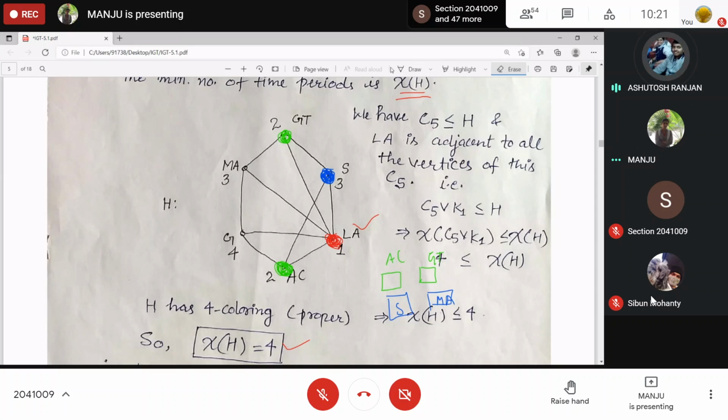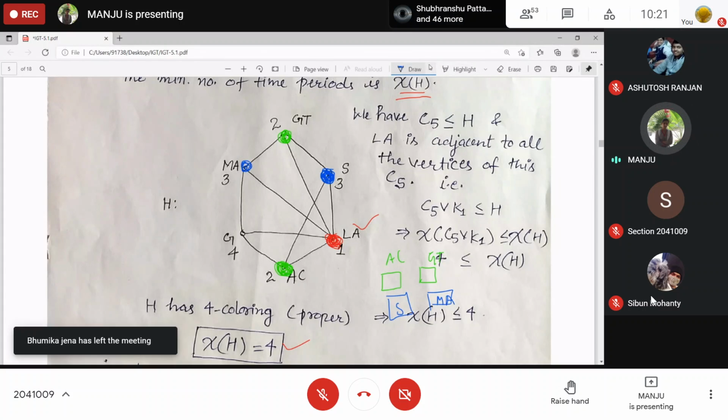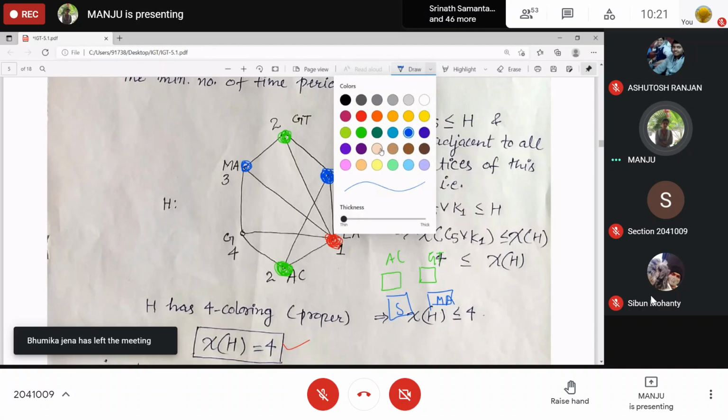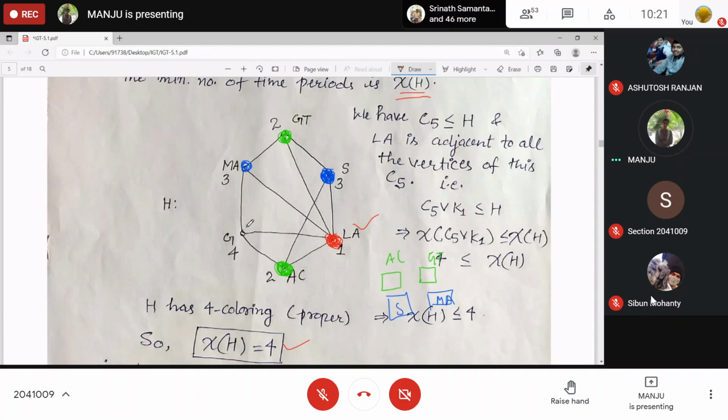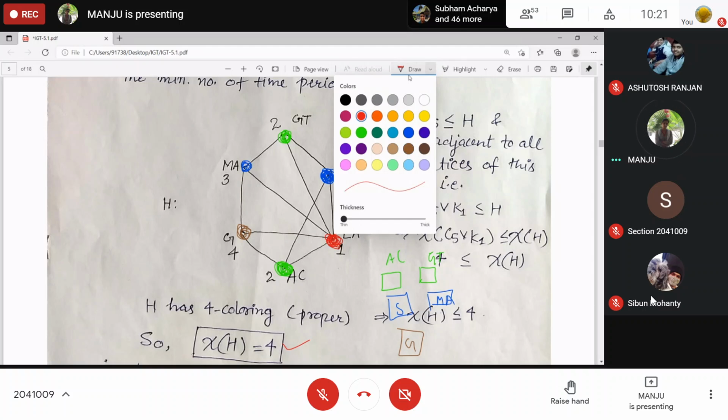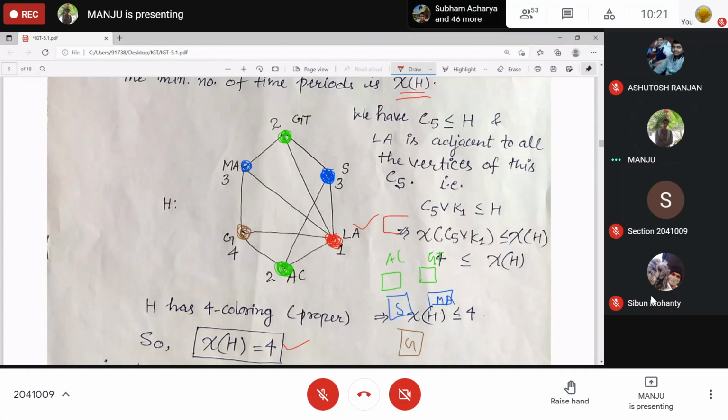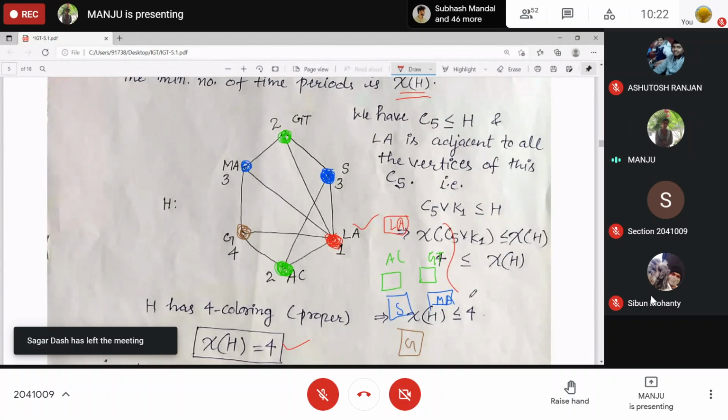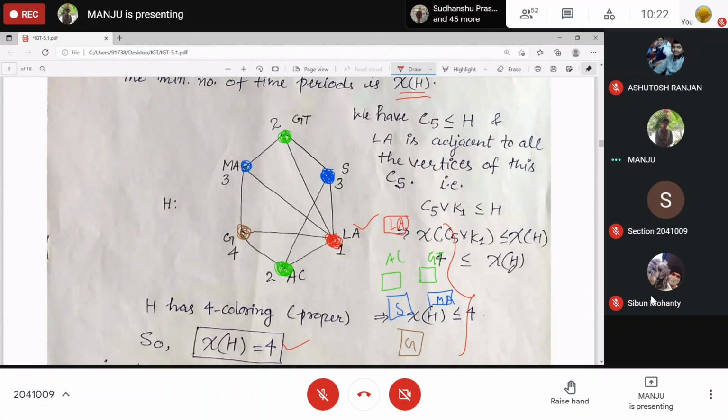Then fix another slot. Then we need to fix some other slot for this one. Yes, ma'am. So we have fixed over here. The fourth slot is for geometry, and first was for linear algebra. So like this, you can form the timetable, right? Got it? Yes, ma'am.